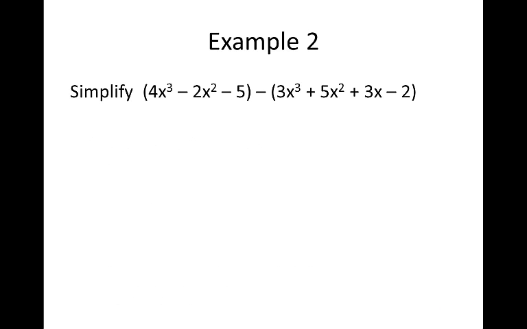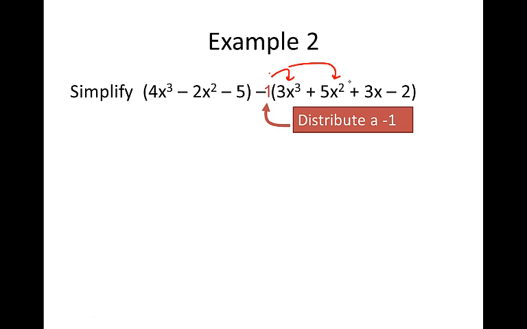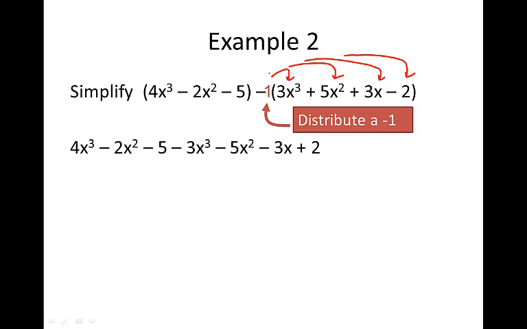The problem comes with subtraction. You have to remember that we have an understood negative 1 there. Right? So we have 4x cubed minus 2x squared minus 5, close parentheses, then minus, open parentheses, 3x cubed plus 5x squared plus 3x minus 2, understood negative 1. So that negative 1 will get distributed to each one of these terms in the parentheses. And so basically it just changes those signs. So we rewrite the first expression in parentheses, 4x cubed minus 2x squared minus 5, and then minus 3x cubed minus 5x squared minus 3x plus 2.